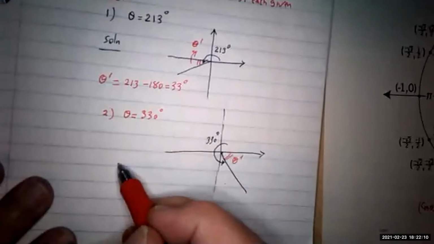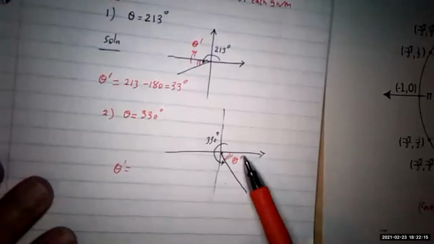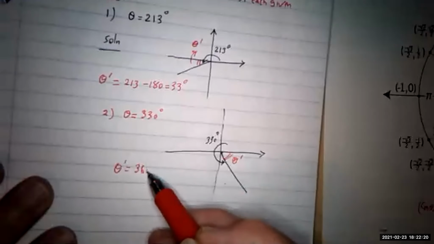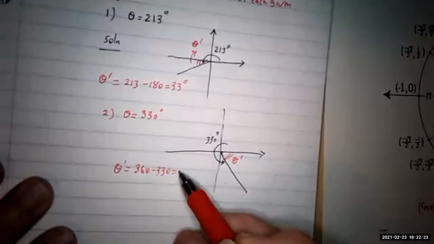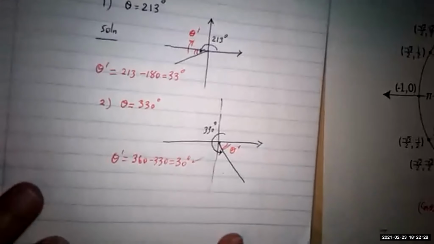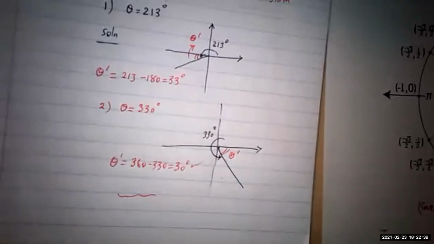So in this case, your theta prime is going to be 360 minus 330, which is going to be 30 degrees. So that's going to be a different format that you can have for this type of angles. So it would be useful to use the reference angle to get the properties of this function for the future that we're going to have.